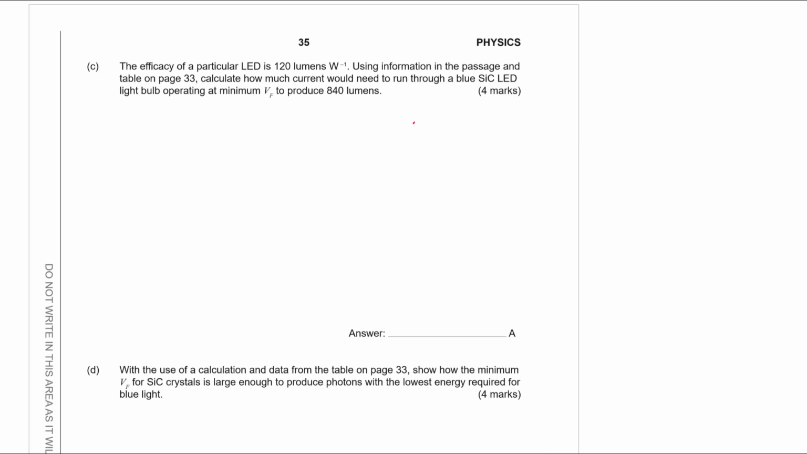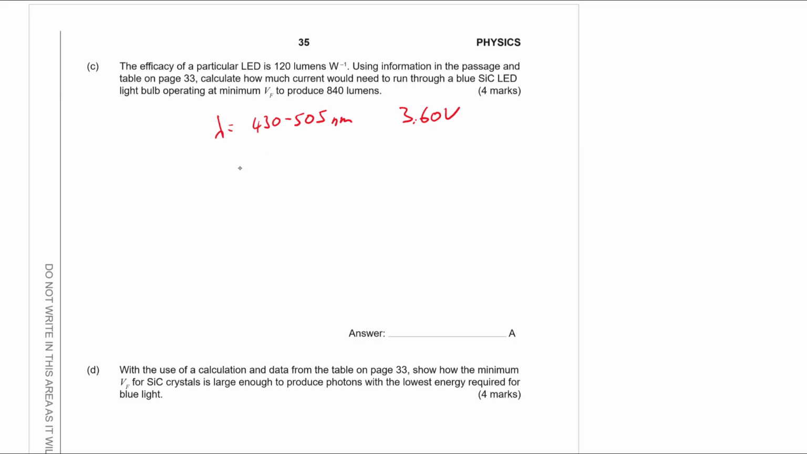So question C is asking us to use the information given in the article to determine the current that's going to be passing through an LED. Now the information in the article is that the wavelength you're looking at is 430 to 505, and the forward voltage is 3.60 volts. Now it's saying that the efficacy is 120 lumens per watt.